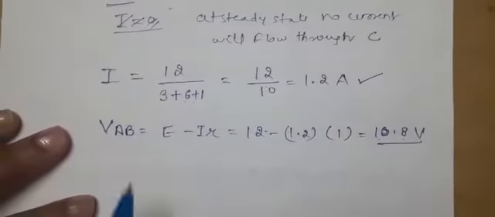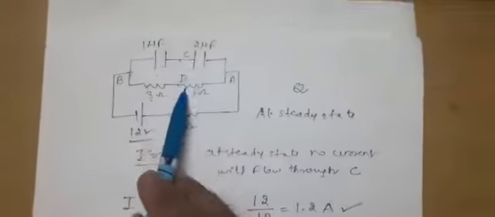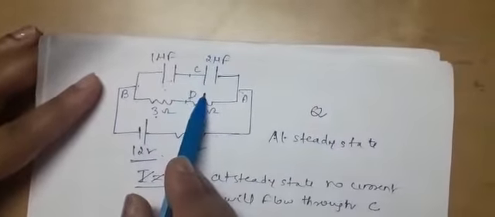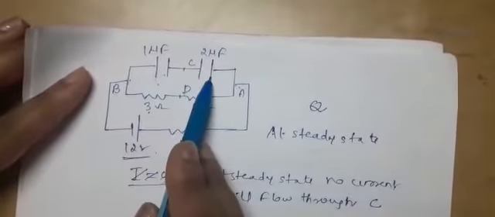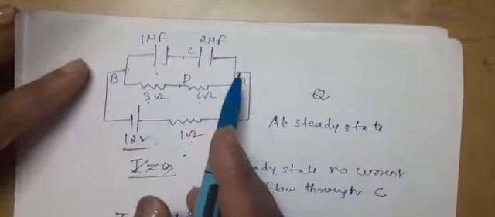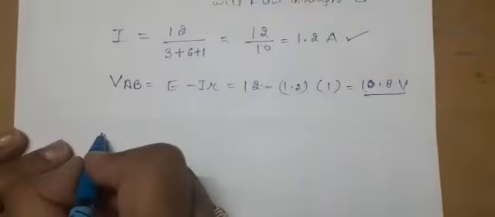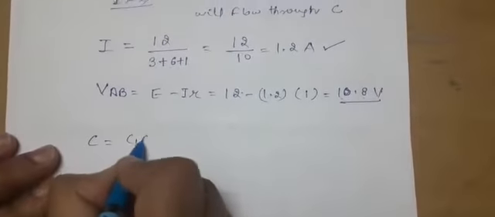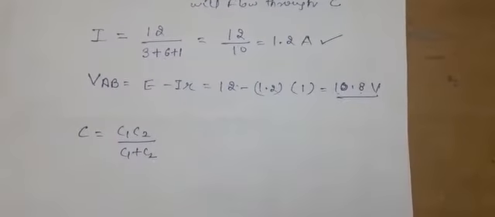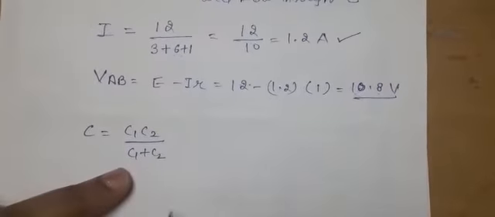Now here we have to calculate the potential difference between C and D. Basically, to calculate the potential difference between these two, we have to calculate the charge on the capacitor. The same charge is flowing through it. So first of all we have to find the charge. As for a series combination of capacitors, the charge remains the same. So first of all we will calculate the equivalent capacitance. For a series combination, it is given by 1 by C1 plus 1 by C2, and on solving you get this result.